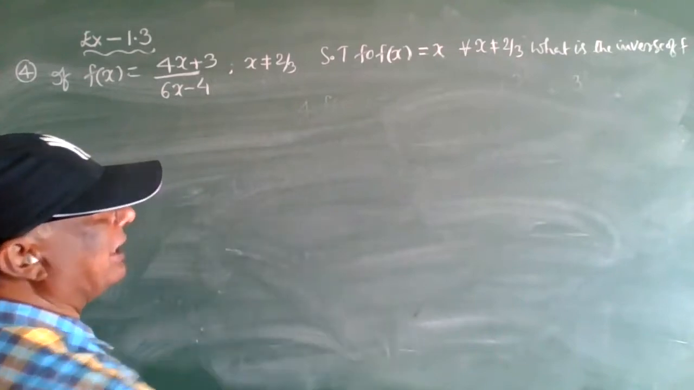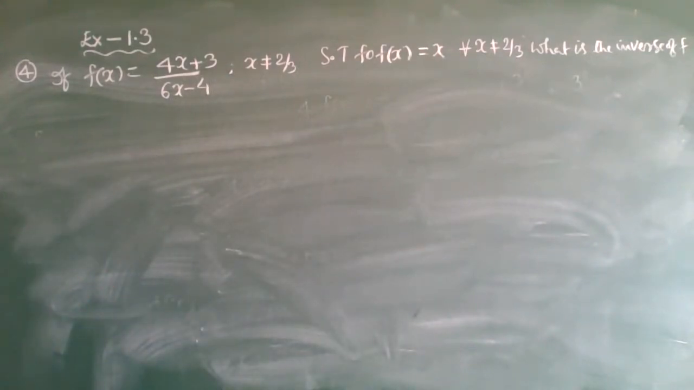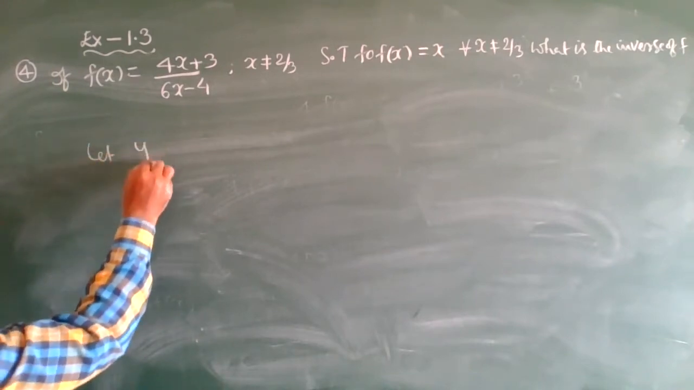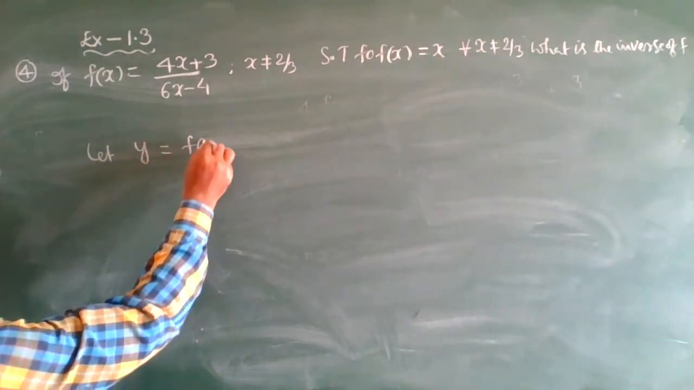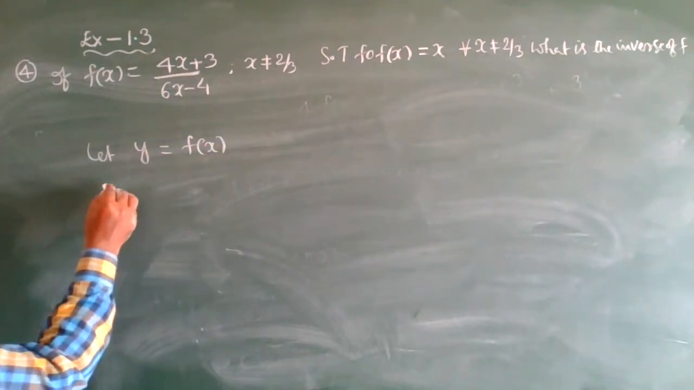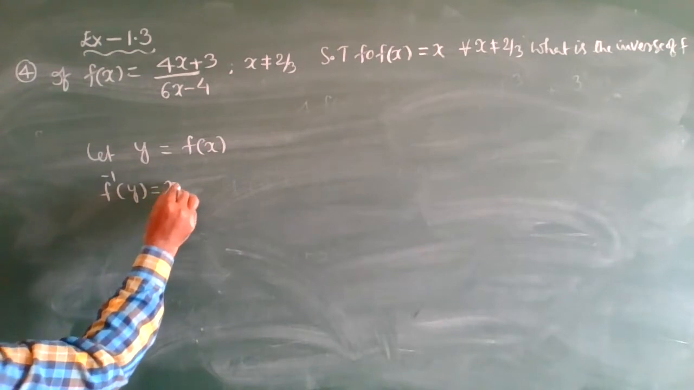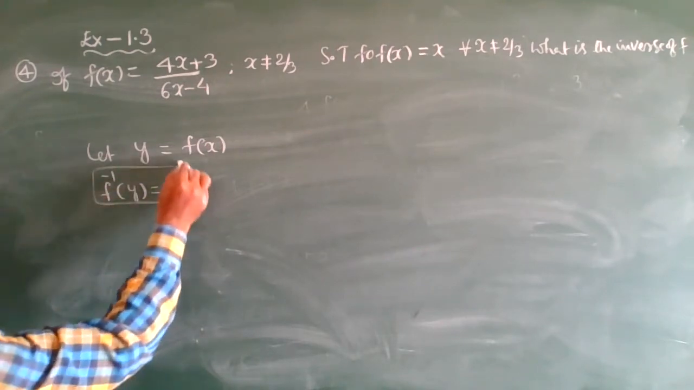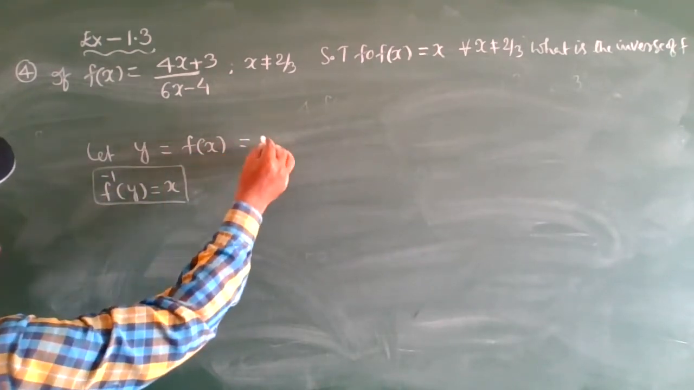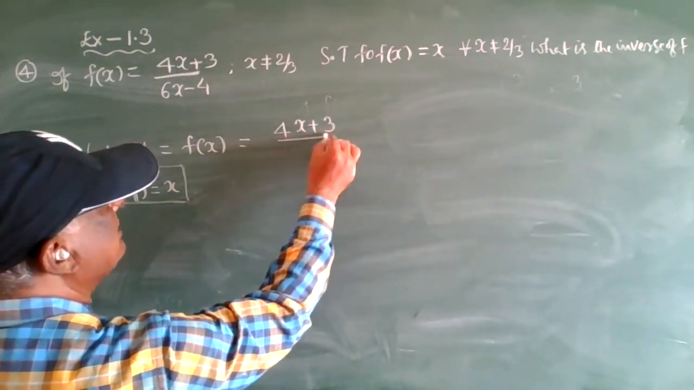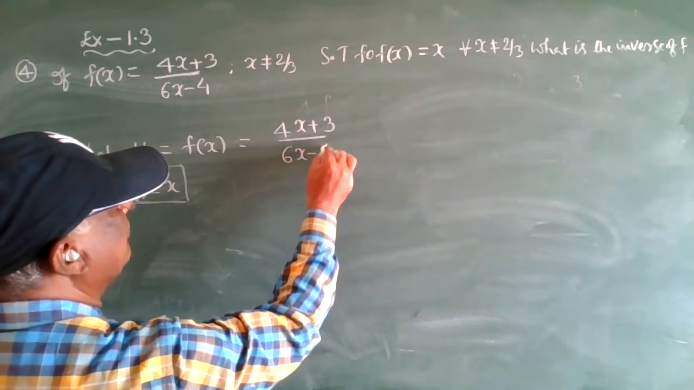I am going to find the inverse. So how am I going to find the inverse? Let y equal f of x. Then f inverse of y is equal to x. Keep in the box: f of x is (4x + 3) / (6x - 4).